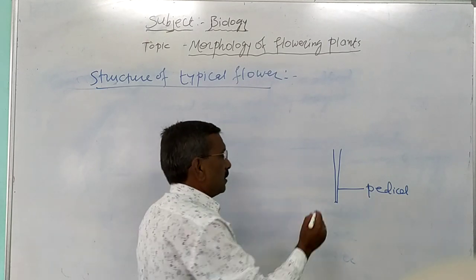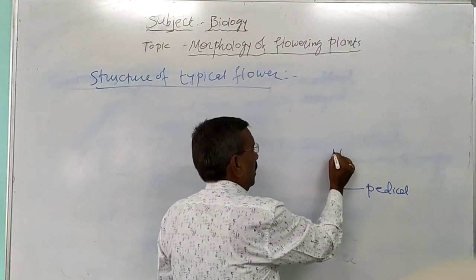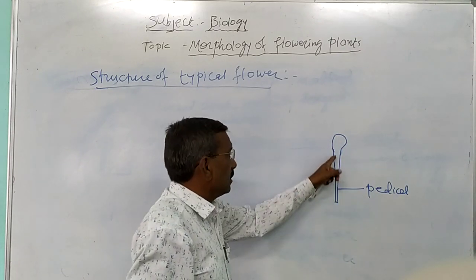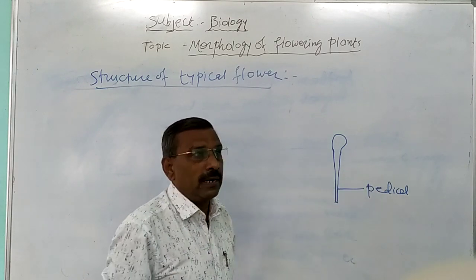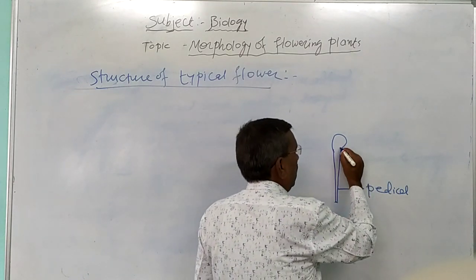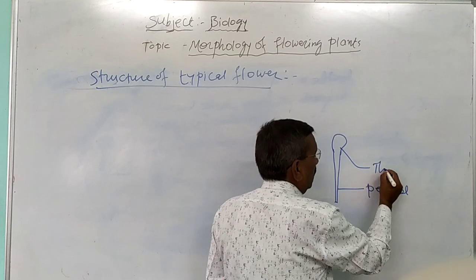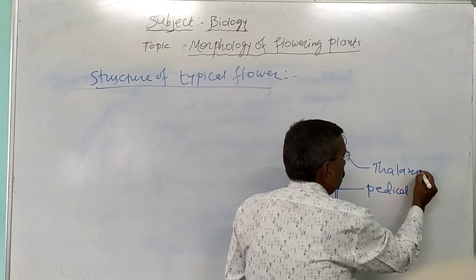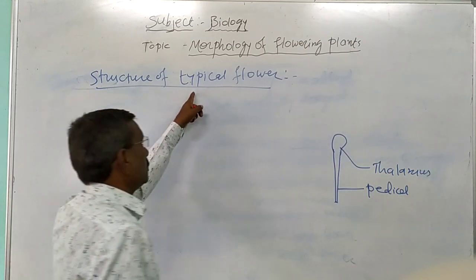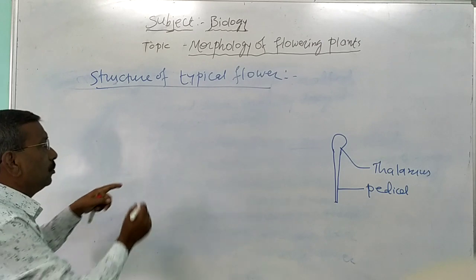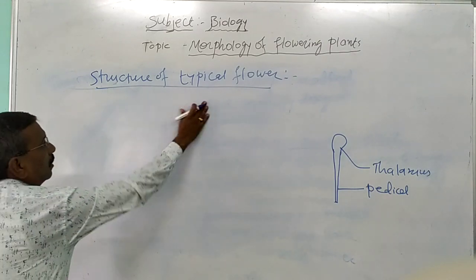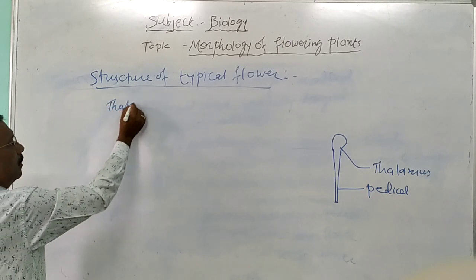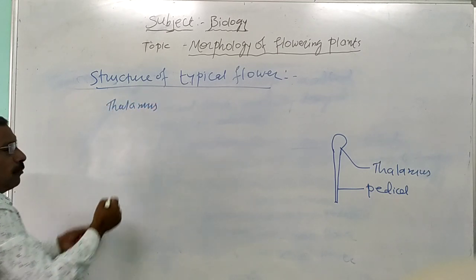Now, a flower with a pedicel is known as a pedicellate flower, and this one is the expanded tip of the pedicel. This expanded part of the pedicel is known as the thalamus. Now we are going to study the structure of the flower. Structurally, the flower divides into the following parts. The first one is the thalamus, that is the floral axis.